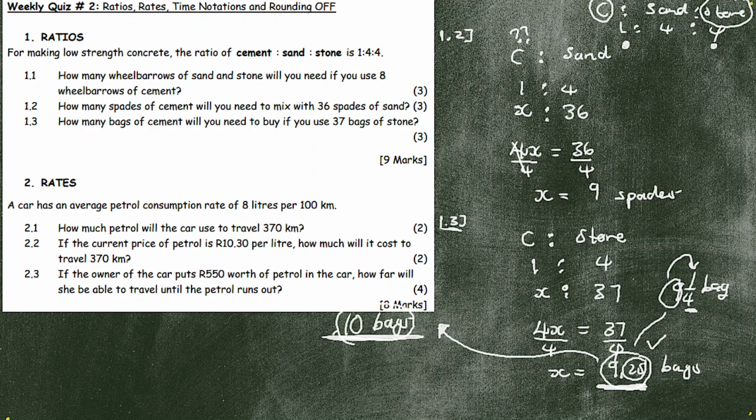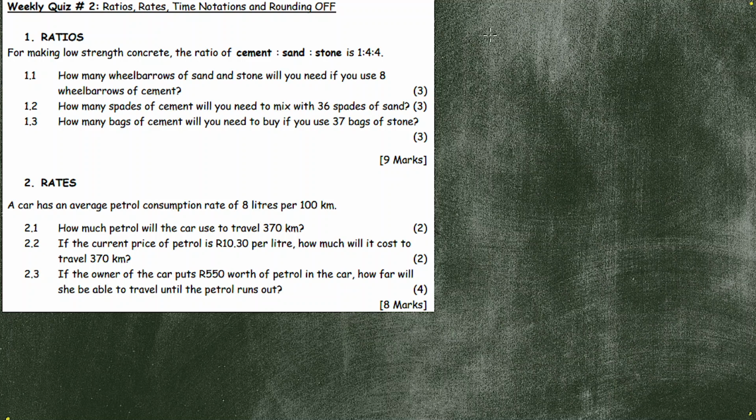Yes. All right. Now done with ratios. Let's move on to rates. The rates question was a little bit tricky, but not so difficult. A car has an average petrol consumption rate of 8 liters per 100 kilometers. This is our rate. For every 8 liters, I'm gonna travel only 100 kilometers, right? I cannot go beyond 100 kilometers.